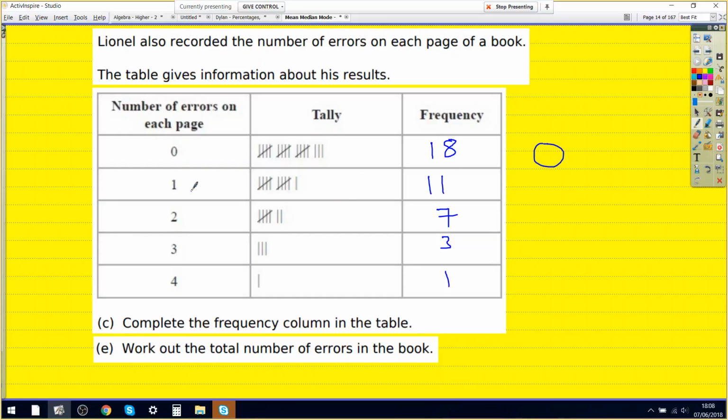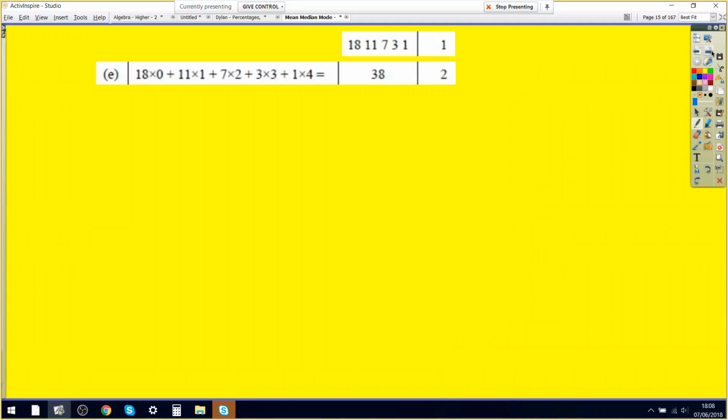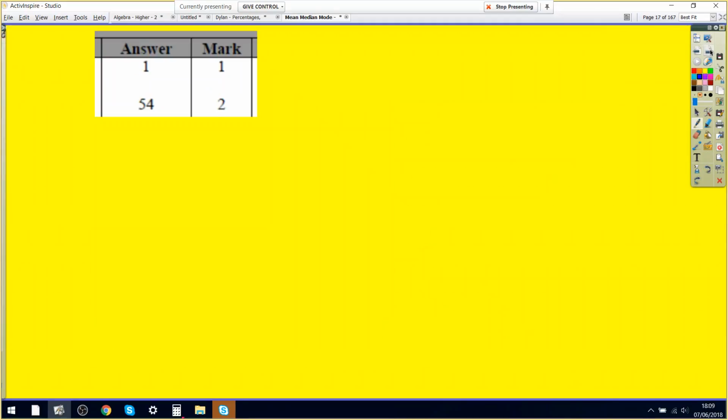11 pages have one error on each page. Yeah. 11. Go on. 7 pages have 2 errors each. 14. Yeah. And 9. Yeah. And 4. That's it. And then you would add those up. 8, 38. Any questions there? Nah. And so the total from a frequency table is often done by the multiplying thing. The total frequency you can just add straight down.